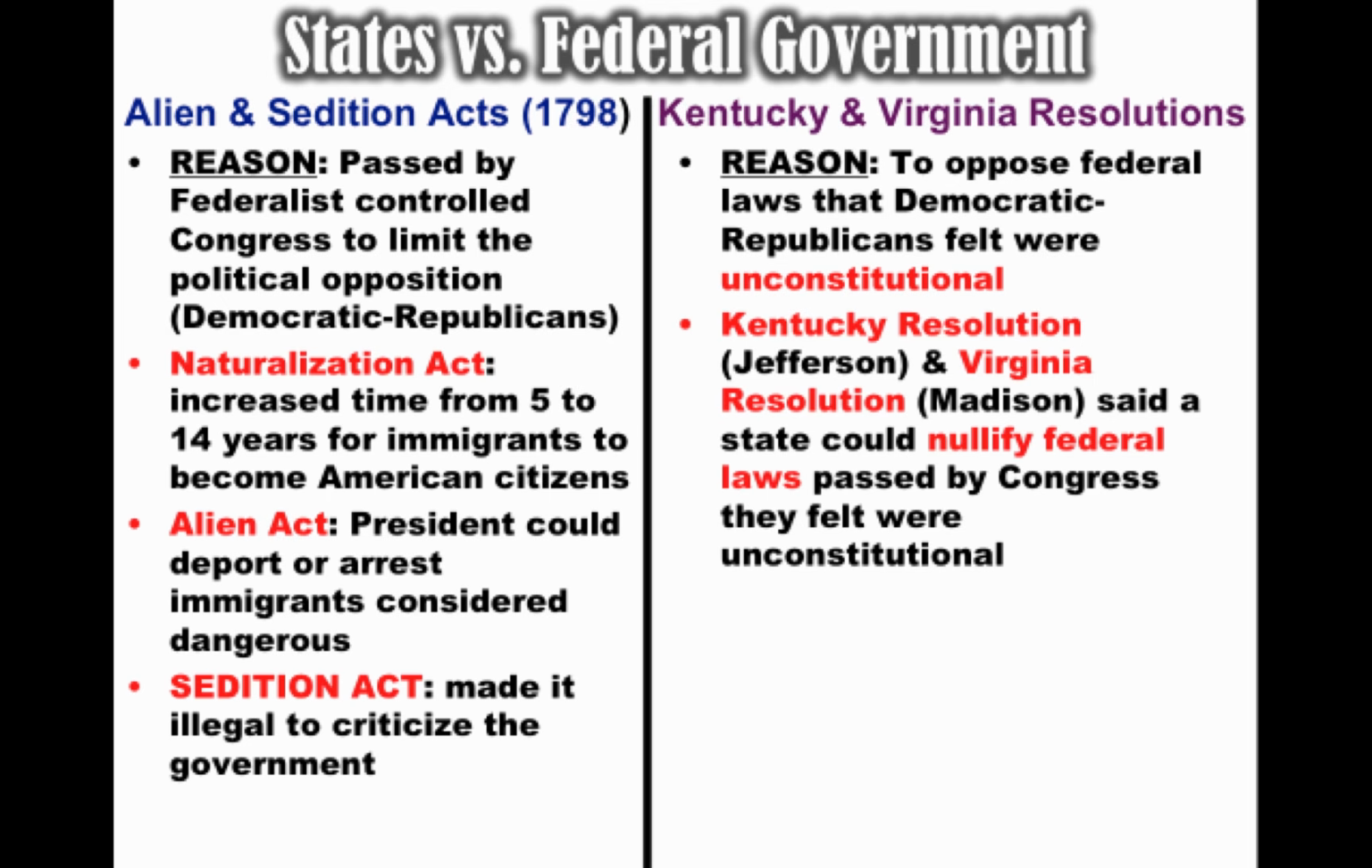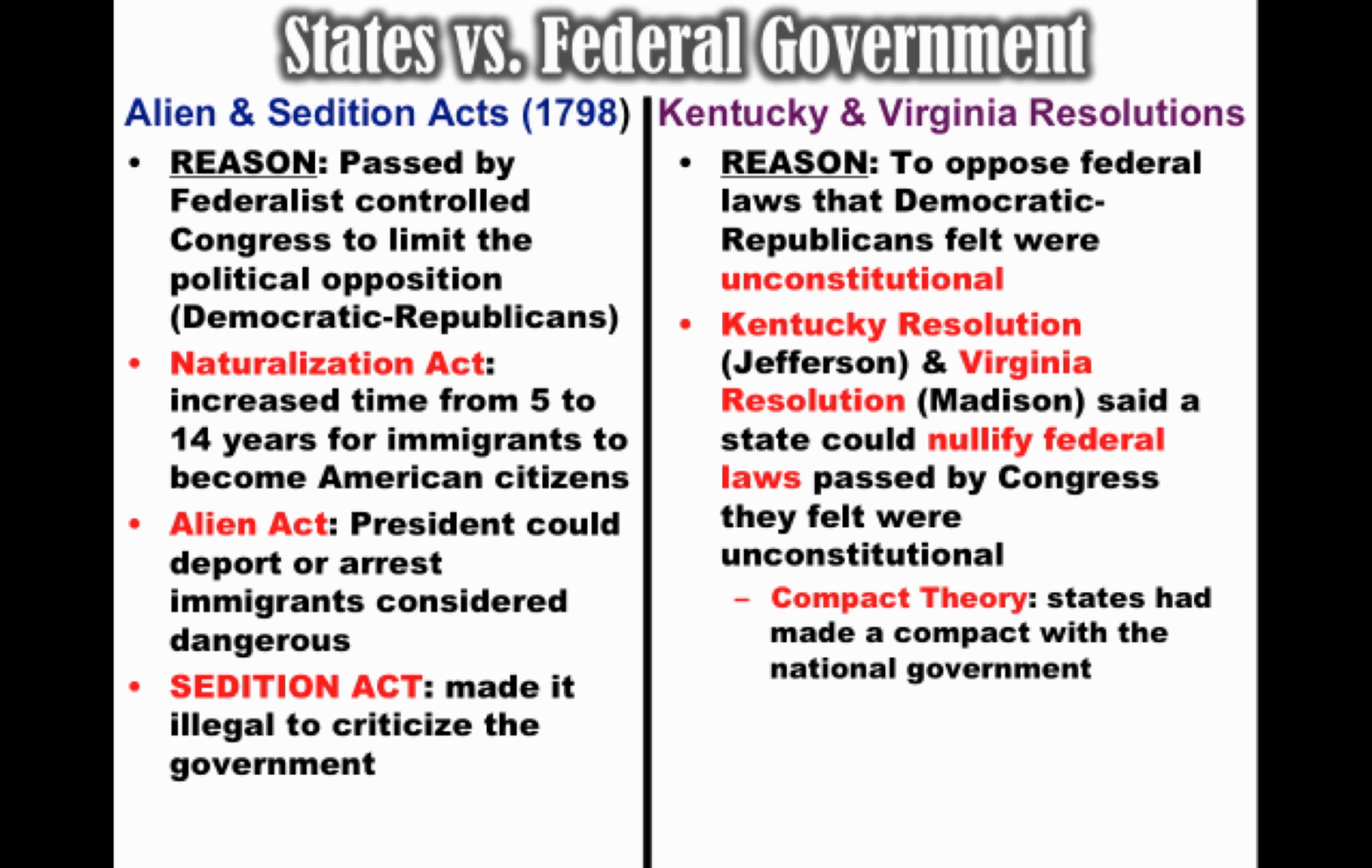The Kentucky resolution was written secretly by Thomas Jefferson. The Virginia resolution was written by James Madison. And they said a state could nullify federal laws passed by Congress they felt were unconstitutional. And the Alien and Sedition Acts, in their mind, were unconstitutional, and therefore states could nullify it. They can cancel, they can ignore, they cannot obey these federal laws because the government is exceeding its delegated powers. They believed in something called the compact theory, in which states had made a compact with the national government, and if that compact was violated by that national government, they argued they did not have to obey those laws.